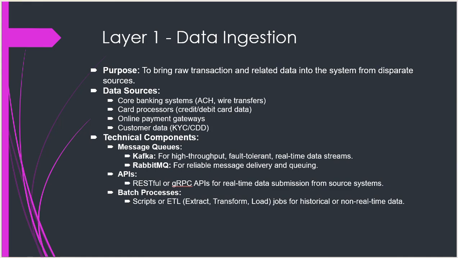The technical components of the ingestion process are messaging: first one is Kafka, RabbitMQ, APIs, and batch processes. Kafka is for high-throughput, fault-tolerant, real-time streaming. RabbitMQ is a reliable message delivery and queuing system. Then the APIs, for when real-time processing is needed: RESTful APIs and gRPC APIs for real-time data submission to the source system, and to do real-time transaction monitoring of this transaction and further processing. And then the batch processes.